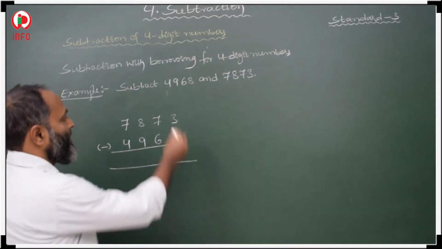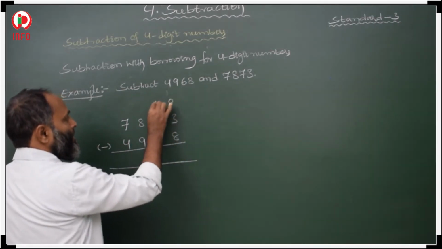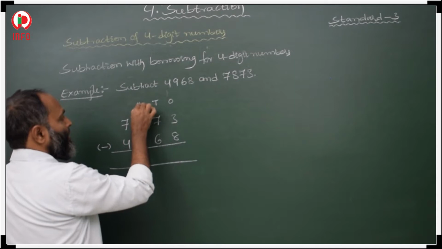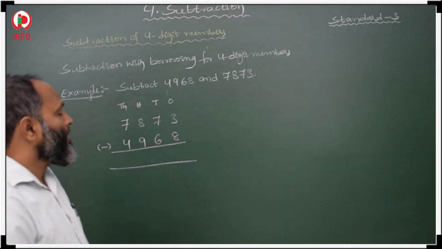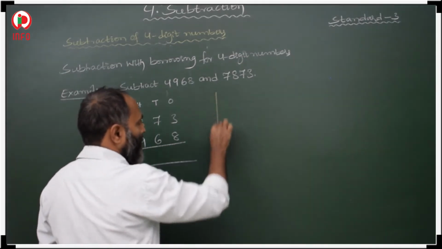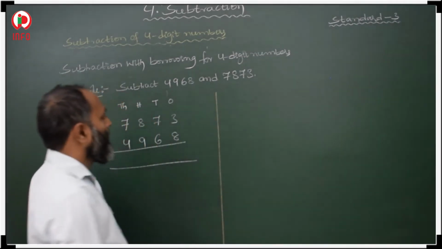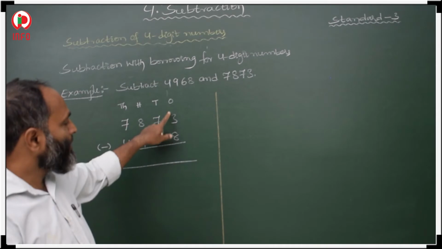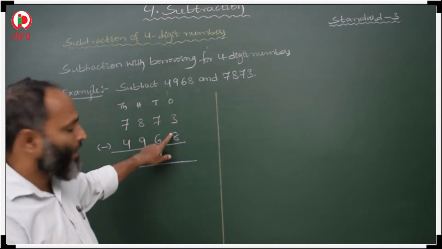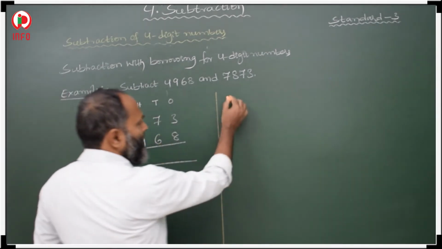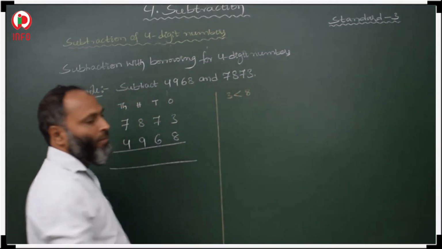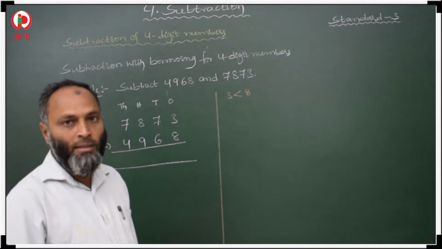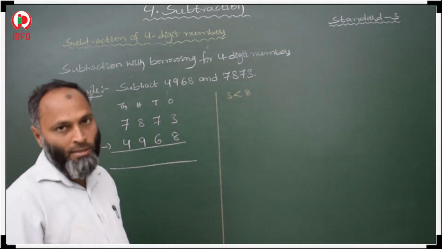First we start from the ones place. This is the ones place, this is the tens place, this is the hundreds place, this is the thousands place. So see, make a rough column here. In the ones place 3 is there. 3 minus 8. 3 is less than 8, so we cannot subtract.